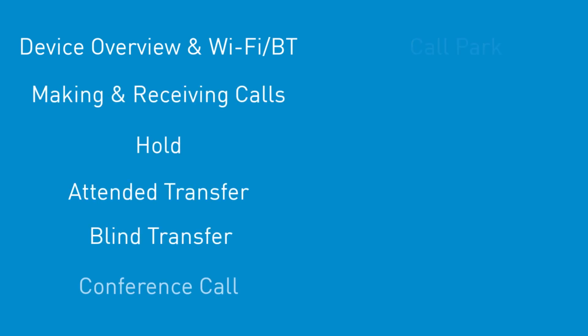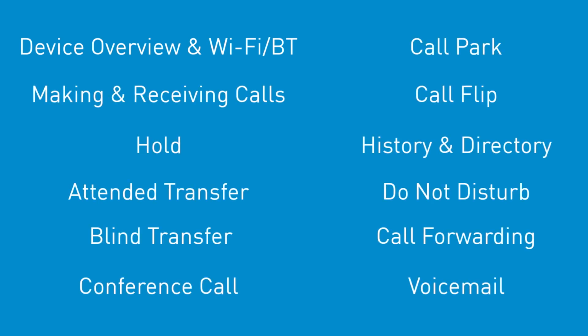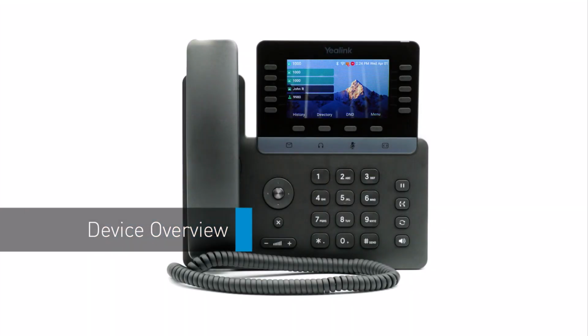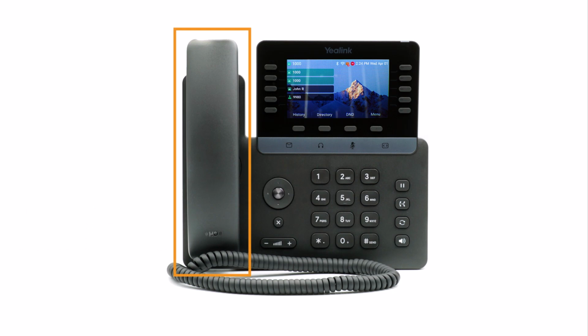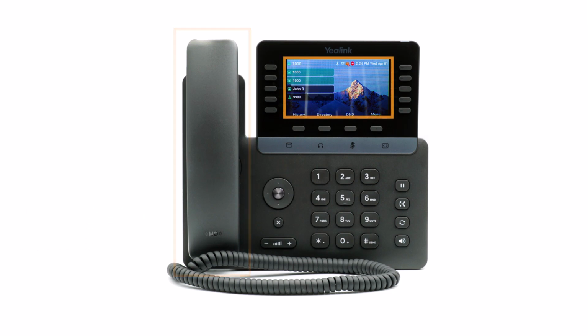In this video, we will go over the device features and some commonly used functionality to get you up to speed with your new phone. When you first set up your phone, take a few minutes to familiarize yourself with the hardware and button locations. On the left is your handset, and at the right of the device is your display screen and dial pad.